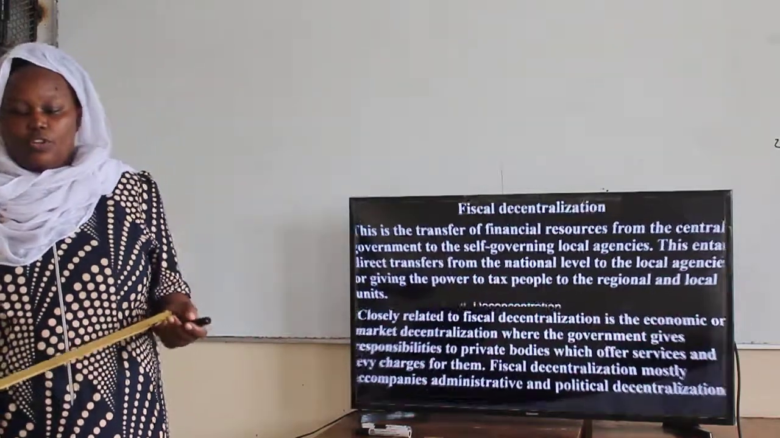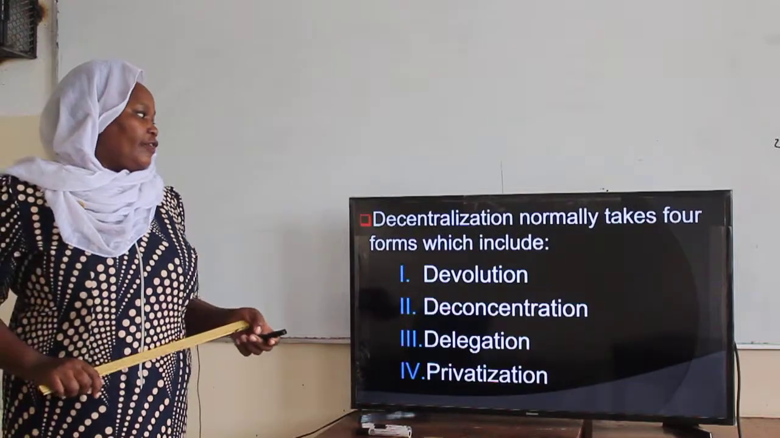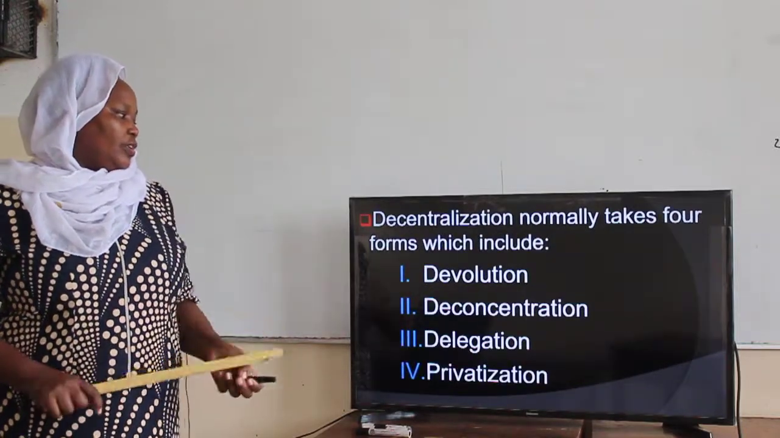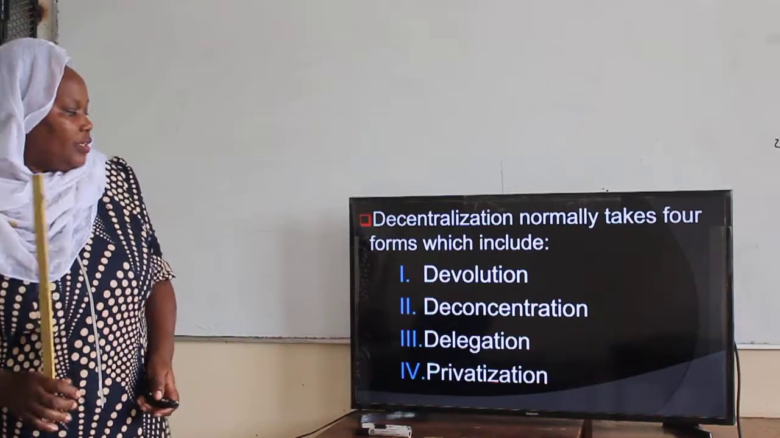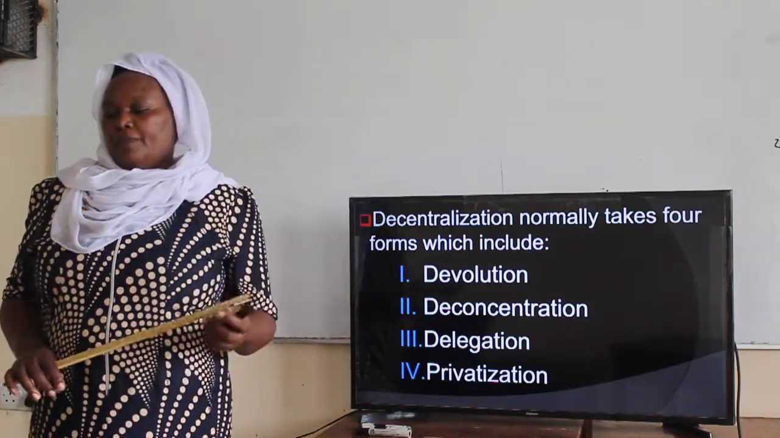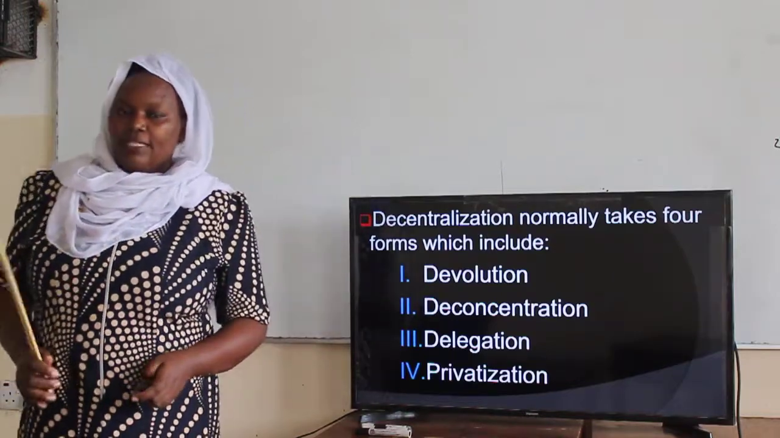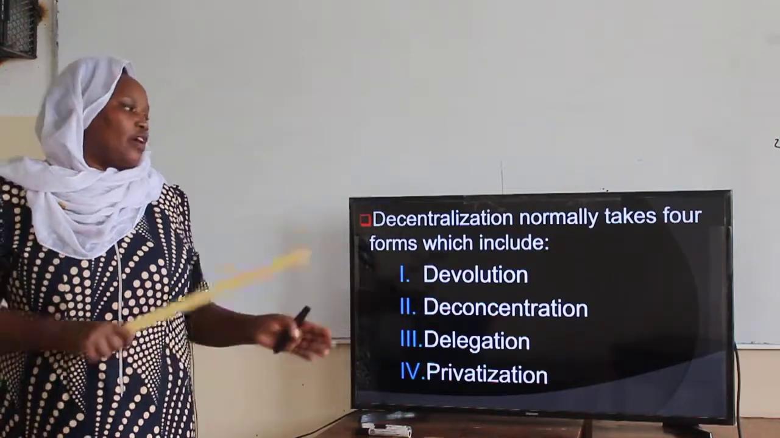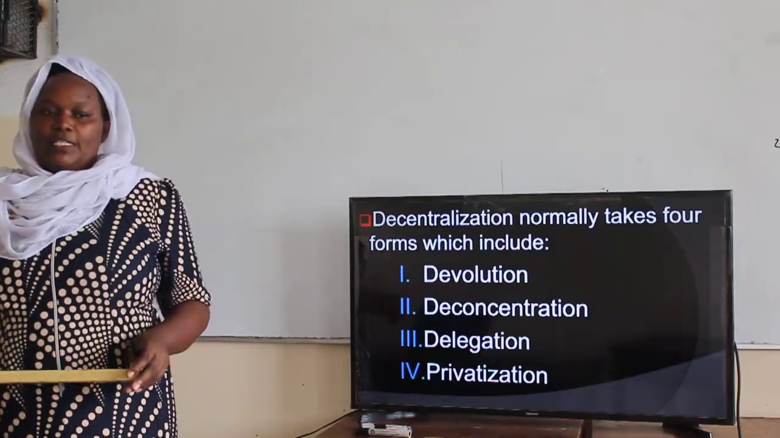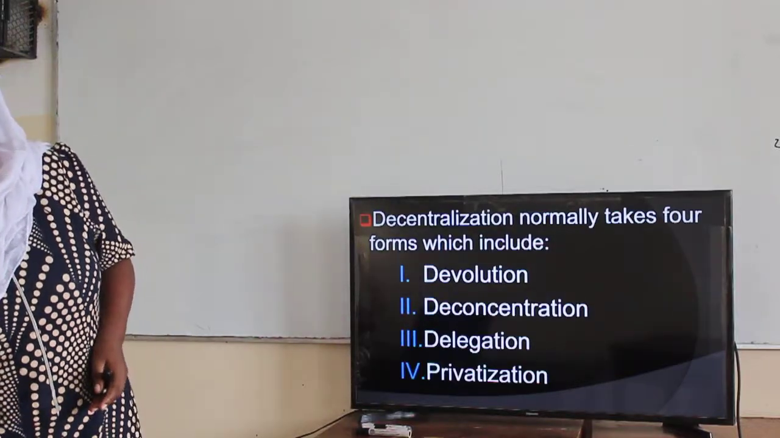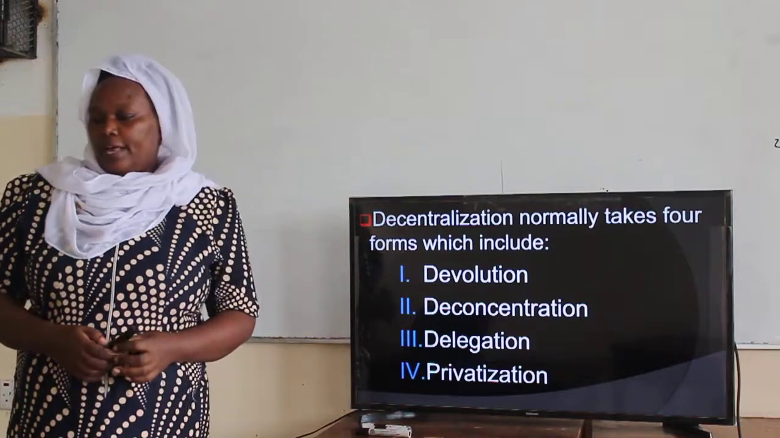So decentralization normally takes four forms: devolution, deconcentration, delegation, and privatization. So you need to know the meaning of those four words. Remember, this is revision because we already covered them. That's why I'm moving a bit faster without a lot of detail here and there.